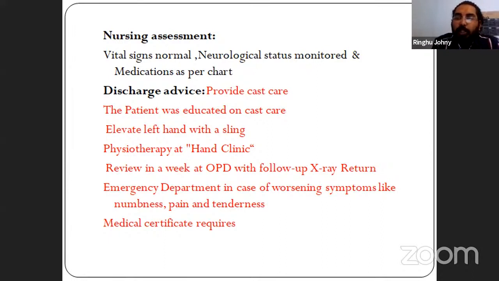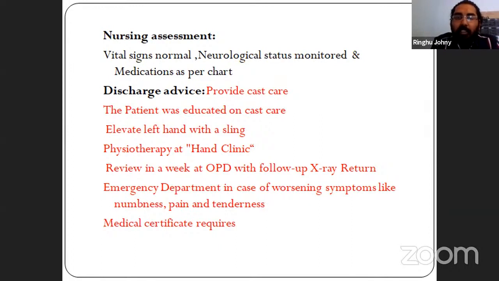He has a review appointment scheduled at OPD with a follow-up X-ray in a week's time. Or you can write he has a review appointment with a follow-up X-ray scheduled at OPD in a week. It's different ways. It's up to you. How do you write actually? So that's the third sentence about the review.